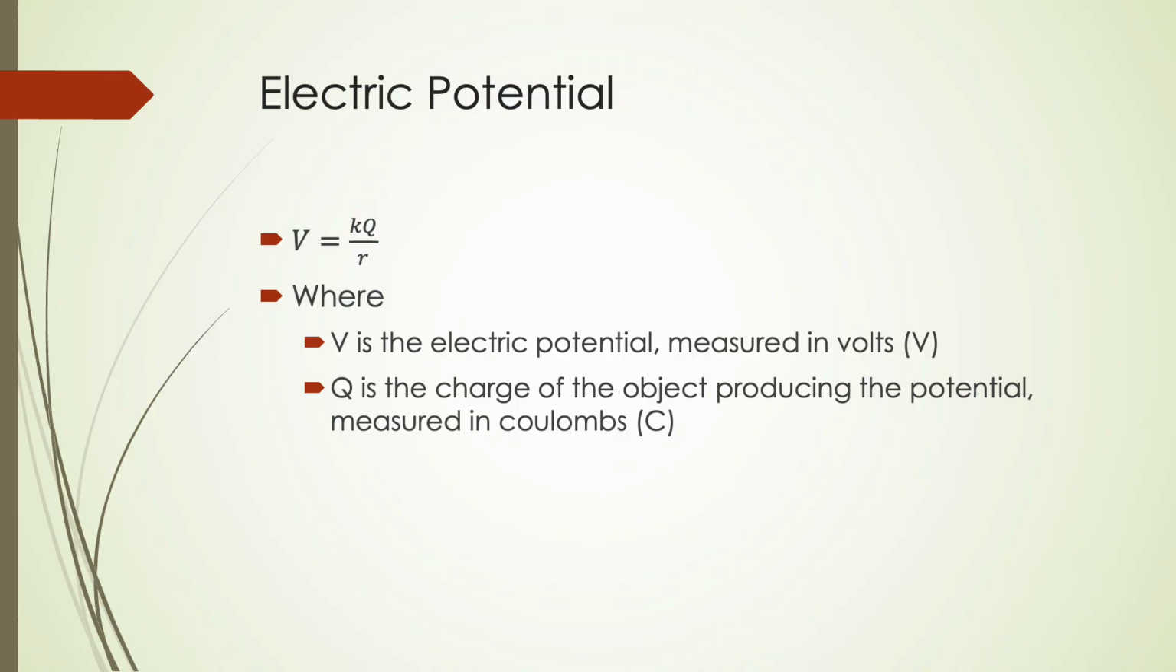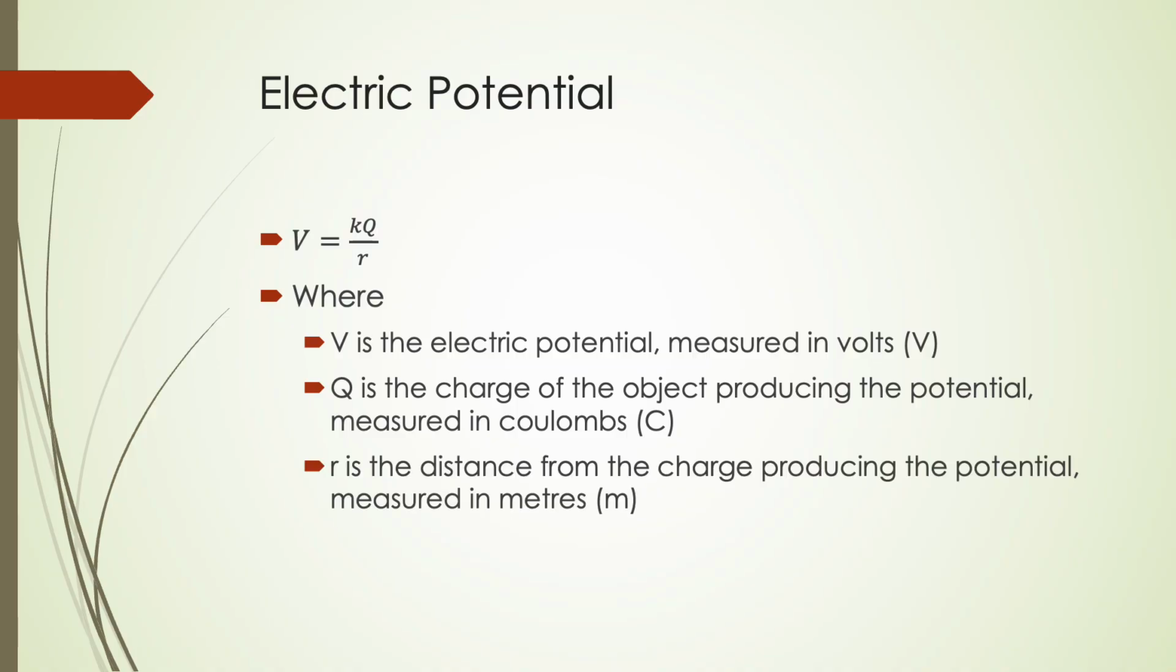Q is the charge of the object producing the potential, measured in coulombs. And R is the distance from the charge producing the potential, measured in meters. Now, our electric potential is a scalar quantity, meaning it does not have direction, and it is purely magnitude.